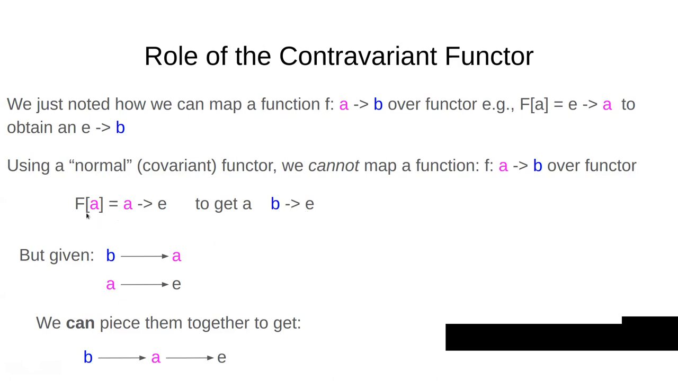We want to map an F of A to an F of B. How can we do it to get out an F of B going from B to E? B to A will give us an A, and then we use that A to produce C. Exactly. And that gives us a B to E. So what this is saying is, don't abandon hope. You can map from an FA to an FB.